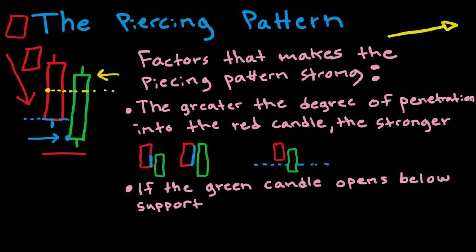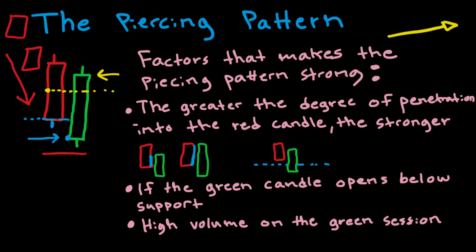We have one more point here, and that point is high volume on the green session, and it is especially important in the opening. If the green candle has a high volume, that means we have many buyers entering the position, and that means we have a stronger force behind the move. So a stronger force behind a bullish move, in this case the piercing pattern, is bullish.